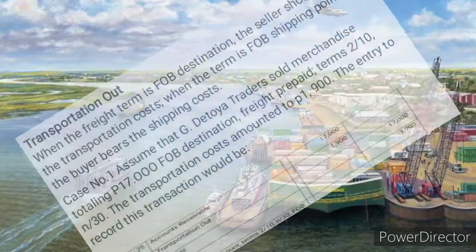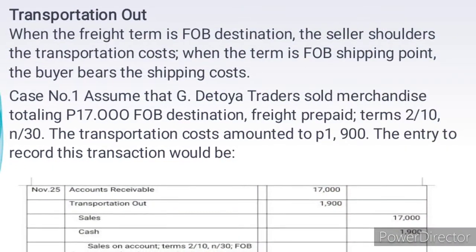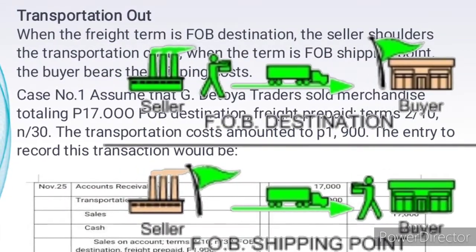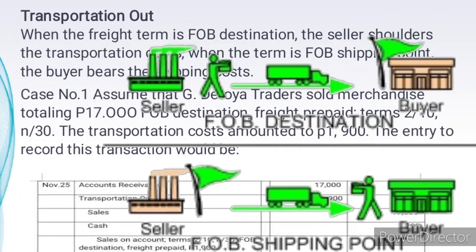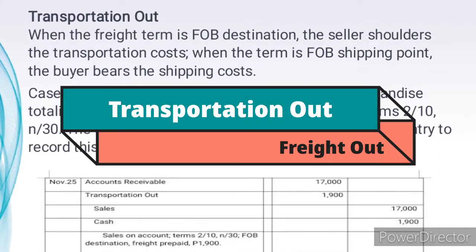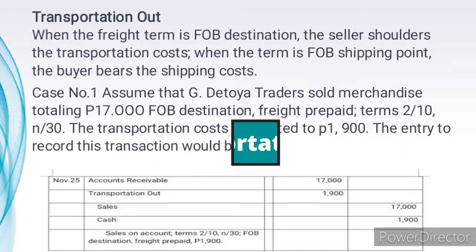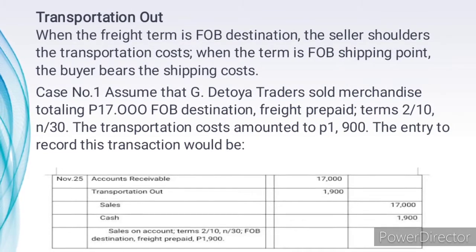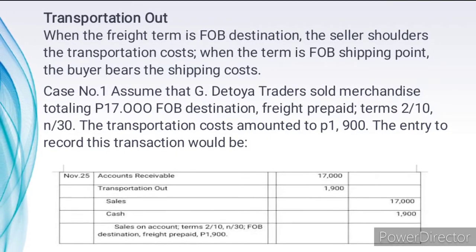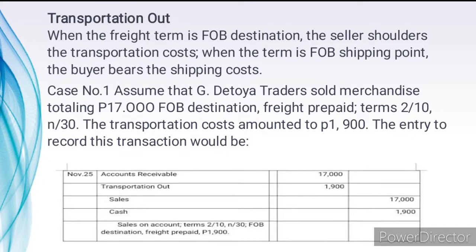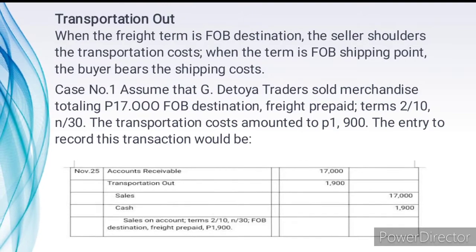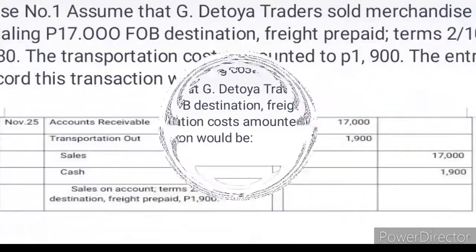Transportation out. When the freight term is FOB destination, the seller shoulders the transportation cost. When the term is FOB shipping point, the buyer bears the shipping cost. Transportation out, also known as freight out or delivery expense, is an operating expense, further classified as a selling expense. It is incurred when merchandise is sold with terms of FOB destination, when the goods are received by the buyers at the point of destination.